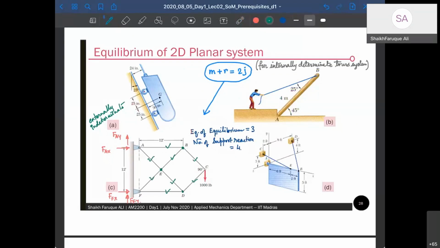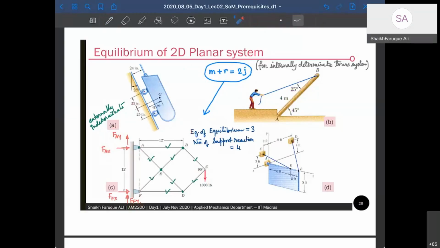Now come to A. Here there are two unknowns, right? At A, there are two unknowns, Fax, Fay, and you know these two forces. So again, you use Fx equal to 0, Fy equal to 0, and you can solve for these two. Similarly, for F point, you can use the two equations and solve.